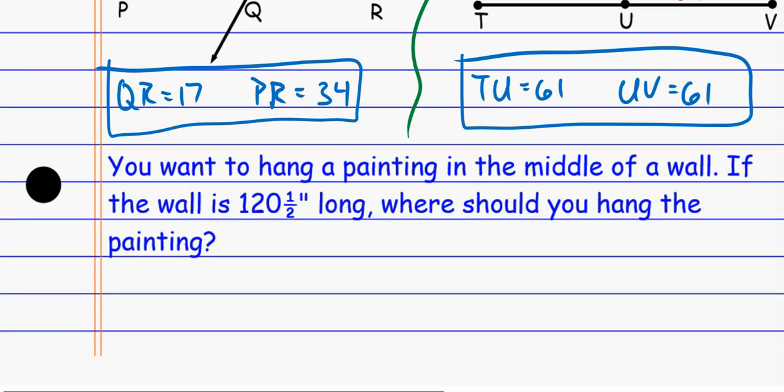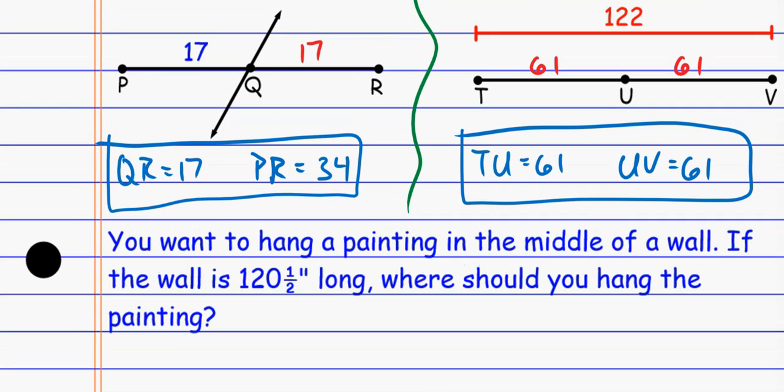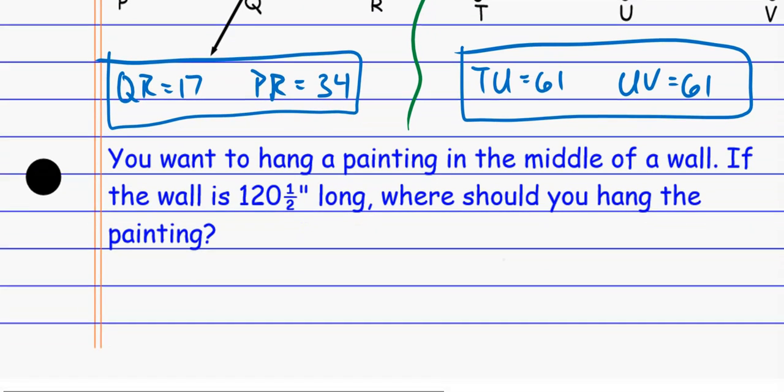If I look at this guy, it says you want to hang a painting in the middle of a wall. If the wall is 120.5 inches long, where should you hang the painting? So I've got 120.5 inches. If I want to hang the painting in the middle, at the midpoint, I need to cut this thing in half. So this is basically like the question we just answered, except instead of 122, it's a 120.5. Okay, so I have to cut that in half. I have to divide that by 2.